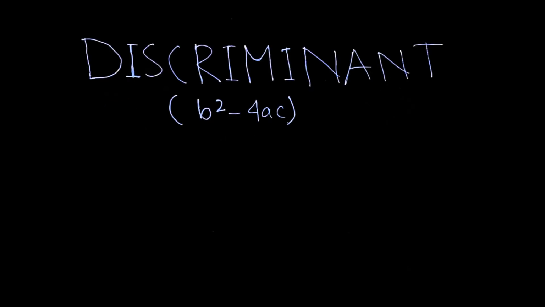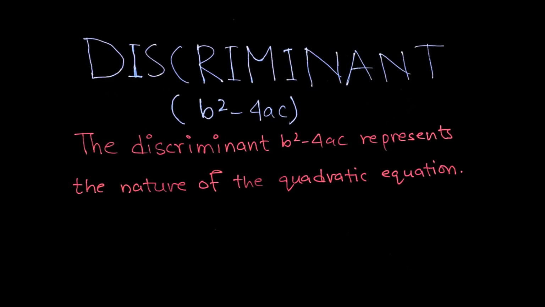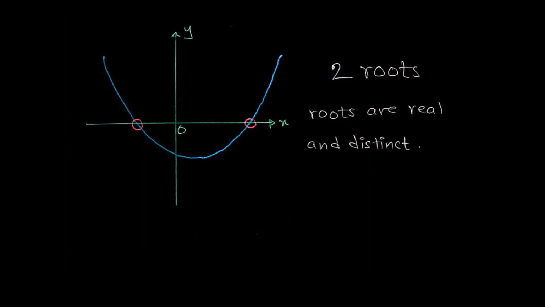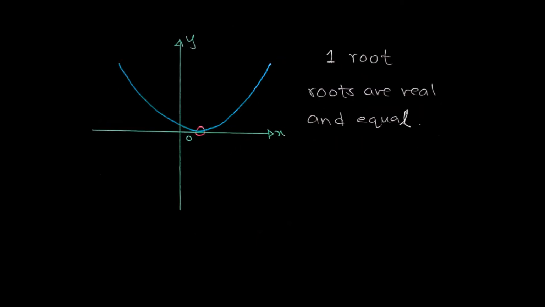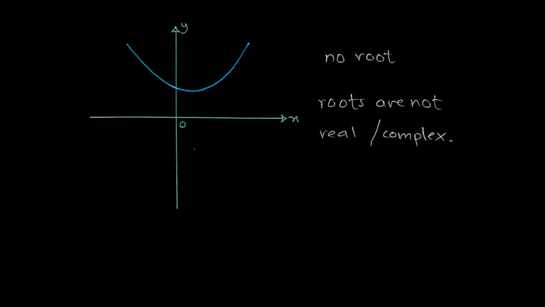Let us start with the discriminant b square minus 4ac. The discriminant b square minus 4ac represents the nature of the quadratic equation. This means that we can identify whether the roots are real and distinct, whether the roots are real and equal, or whether the roots are complex, which means whether there are two roots or one root or no root at all. Now, let us first check out where this b square minus 4ac comes from.